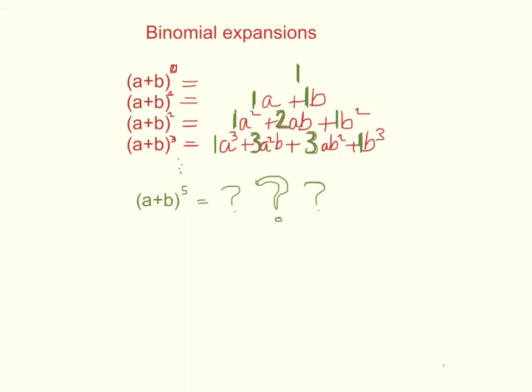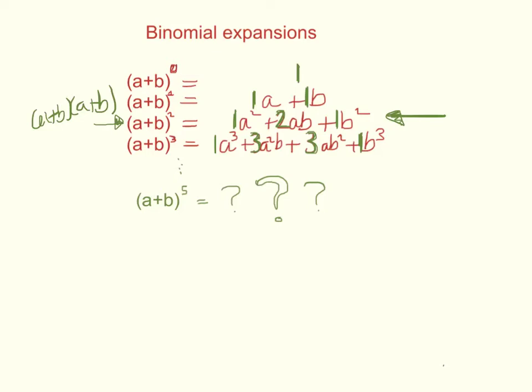Okay, so binomial expansions. We're talking about expanding brackets. And for most of you, when you expand brackets, you think of doing something like this. So that's two brackets multiplied together, a plus b times a plus b. And I'm sure you've done it enough times this year to know, without thinking too much, that you get a squared plus 2ab plus b squared.